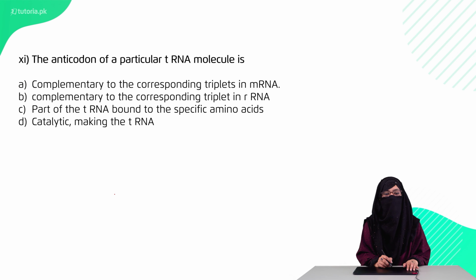Question 11: the anticodon of a particular transfer RNA molecule is complementary to the corresponding triplet in ribosomal RNA; part of the transfer RNA bound to the specific amino acid; or catalytic, making the transfer RNA. The right option is option A, complementary to the corresponding triplets in the messenger RNA.